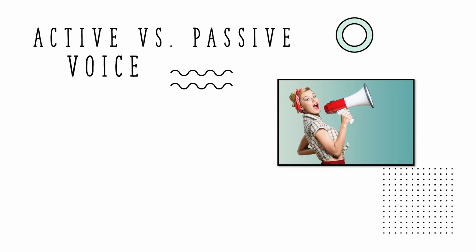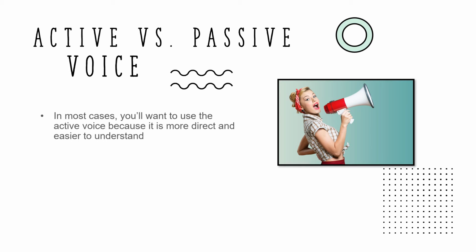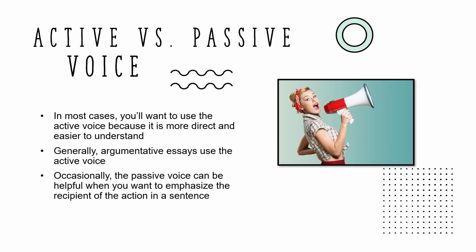Lastly, consider whether you should use sentence constructions that use the active voice or the passive voice. In most cases, you'll want to use the active voice because it is more direct and easier to understand. Generally, argumentative essays use the active voice. Occasionally, though, the passive voice can be helpful when you want to emphasize the recipient of the action in a sentence. Let's look at some examples.